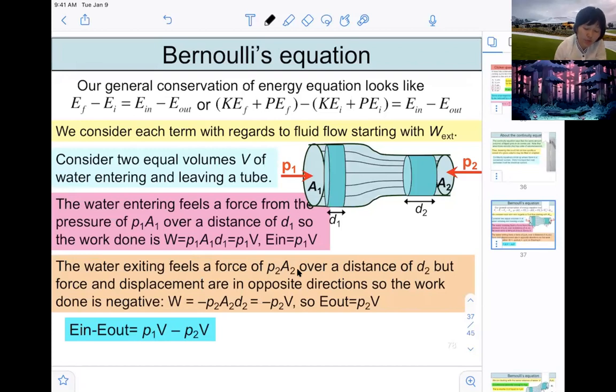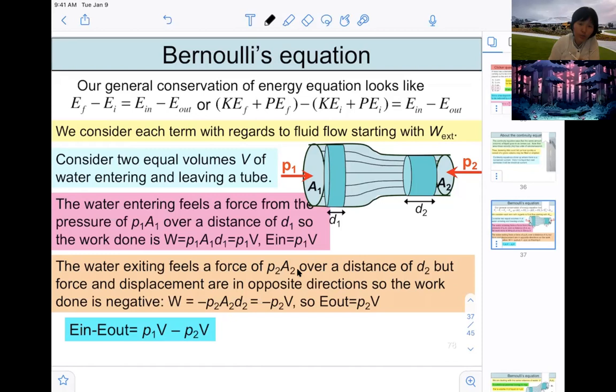If you're looking at the diagram right here, you have fluid flowing in this direction with different widths at different parts of the tube. Area 1 is a little bit wider, area 2 a little bit more narrow. If you consider two equal volumes V of water entering and leaving the tube, you can think of this water as a cylinder of water, right? You're artificially looking at this blob of water and this blob of water, and they have the same volumes. This blob is coming in, and this blob of water is leaving the tube.